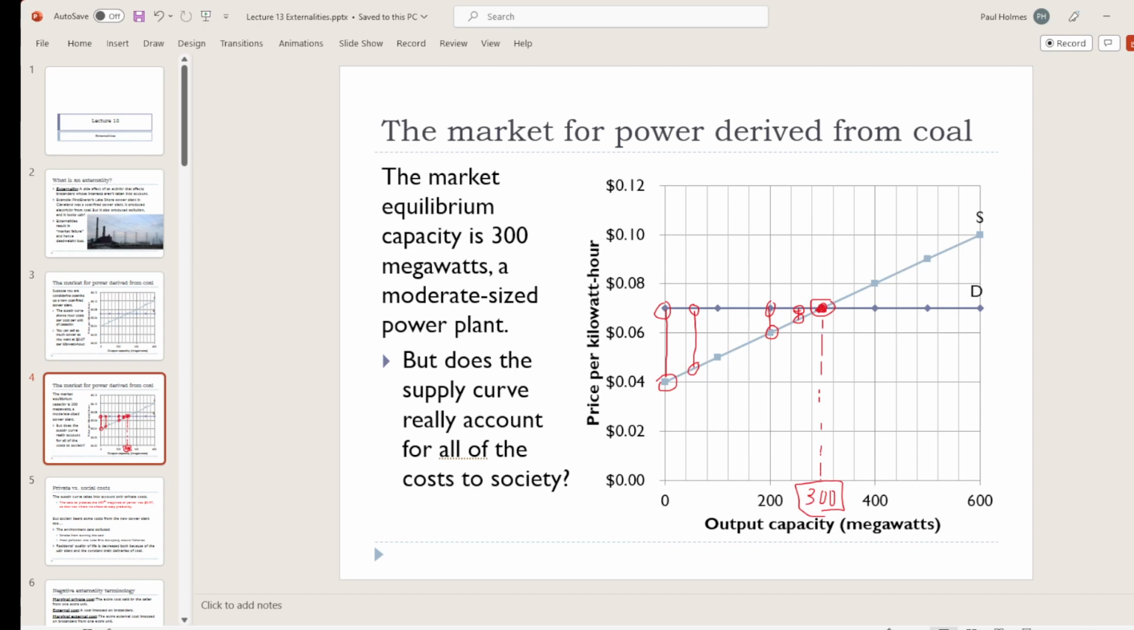The problem, though, comes if the costs represented by our supply curve don't incorporate all of the costs to society, all of the costs that society bears from this production of power. As an individual making this choice, I don't take into account the health costs that I'll impose upon other people as I produce this electricity. So this gives us the potential to be making the wrong decision from society's perspective.